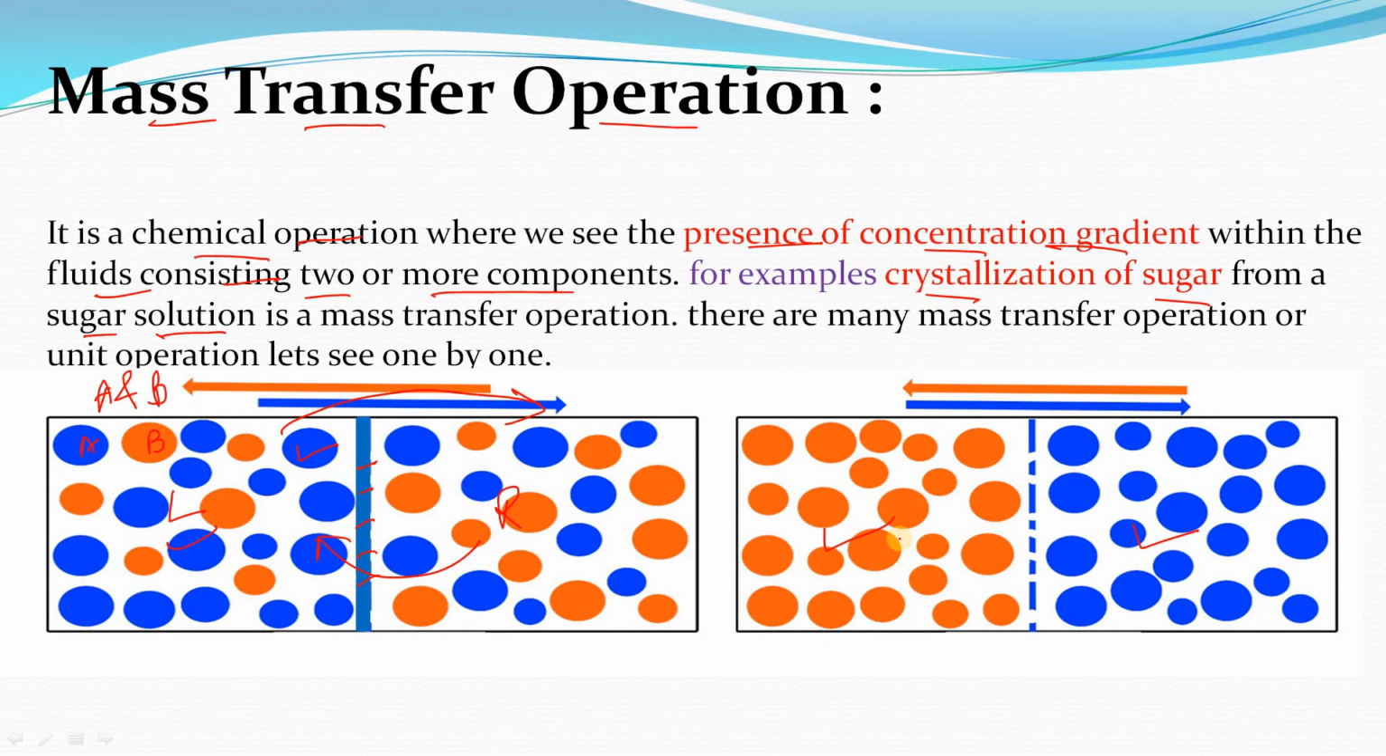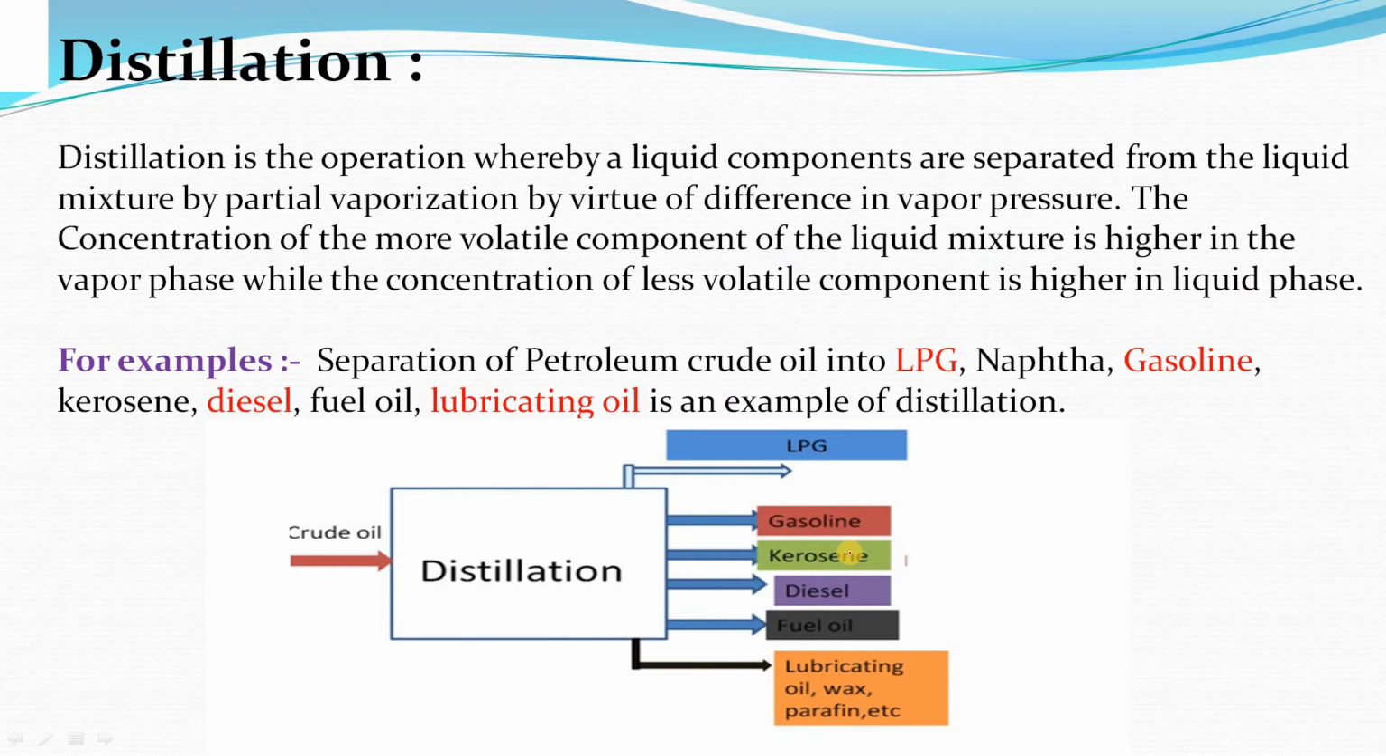This is an example of mass transfer operation. I hope you understand what I want to tell you about mass transfer operation. Mass transfer basically occurs due to difference in concentration gradient, so it will go from higher concentration to lower concentration. So the first mass transfer operation is distillation.